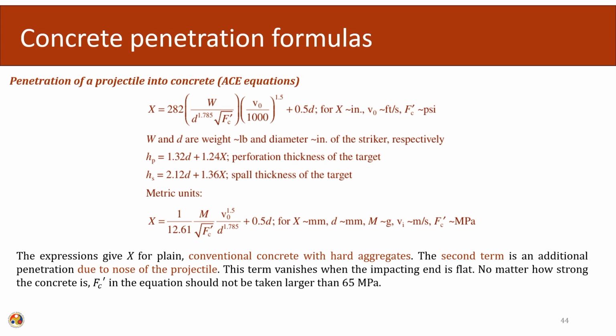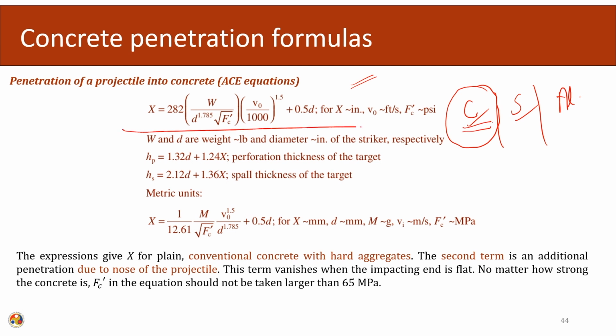We will look into one of the basic materials, that is concrete. In construction there are 2 or 3 widely used materials. One is concrete, one is steel and one is aluminum. Most of the protective structures are made up of a certain combination of concrete and steel. So we are looking into the penetration formulas when a projectile hits a concrete surface. These are the empirical formulas.